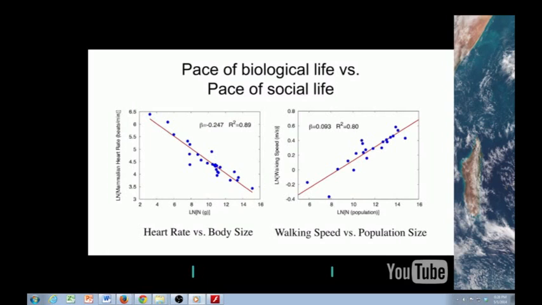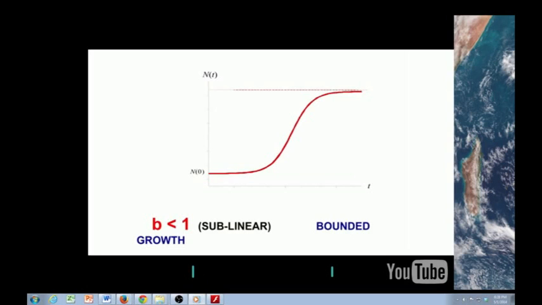Okay. Lastly, I want to talk about growth. This is what we had in biology, just to repeat. Economies of scale gave rise to this kind of sigmoidal behavior. You grow fast and then stop. It's part of our resilience. That would be bad for economies and cities.